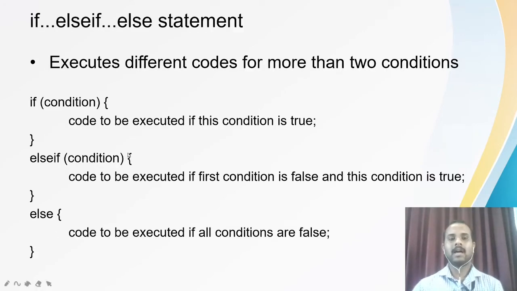The else if statement executes different code for more than two conditions. Here we have two or more conditions, and every condition has its own set of code. If a condition is true, then the respective set of code will get executed.